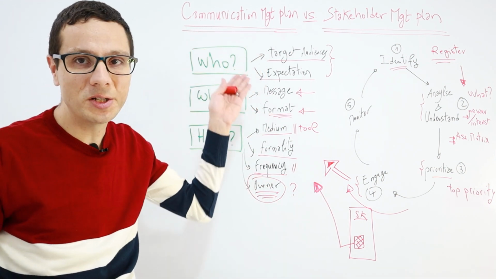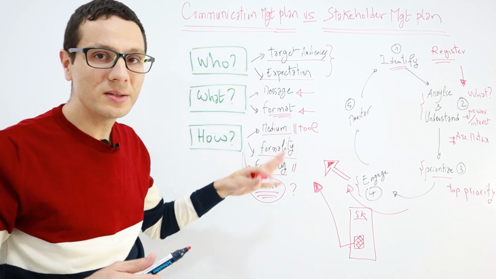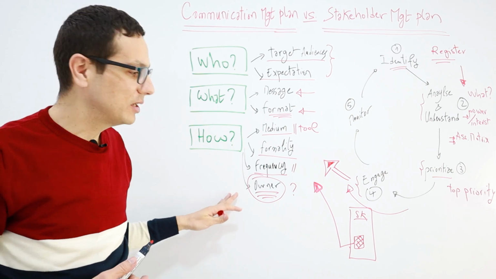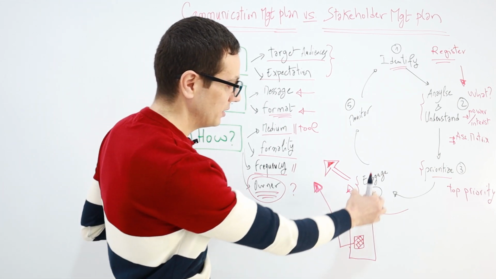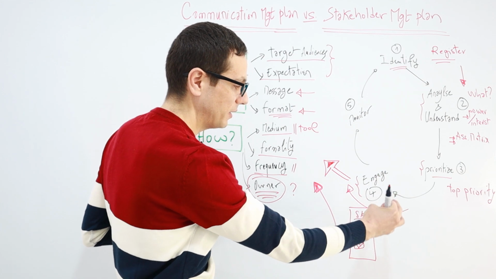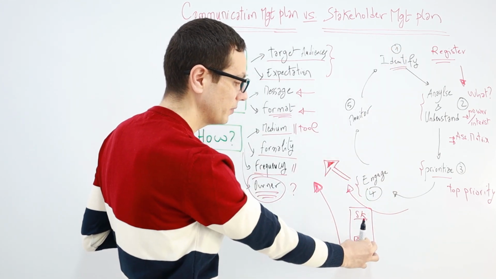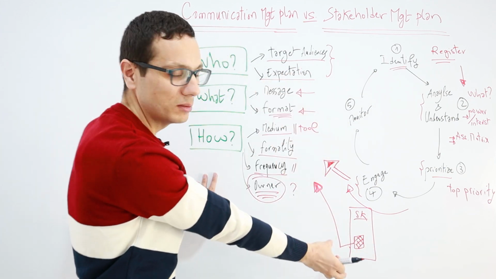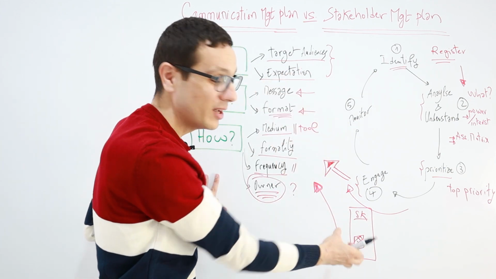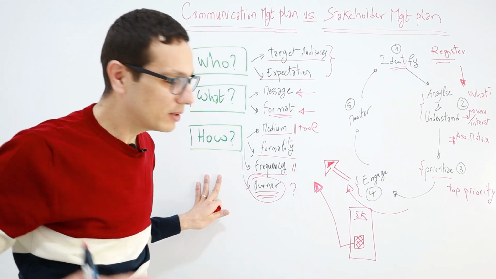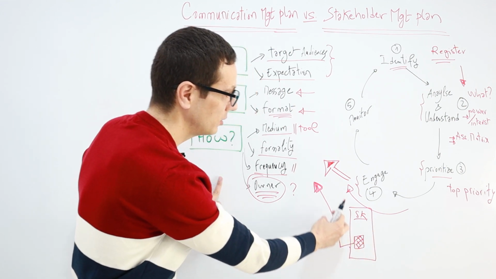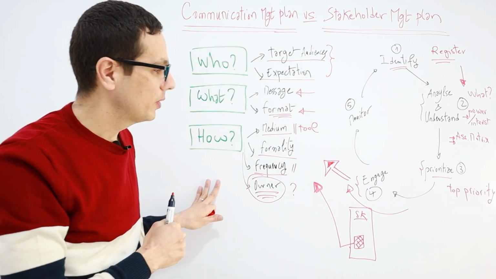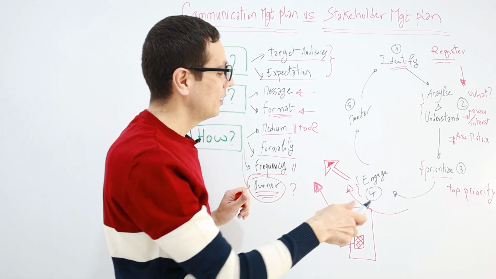But if your project is so big, then this how-to will be in a separate document, which is the communication management plan. It explains in much more detail how you are developing the communication. So the stakeholder management plan is a fundamental document, and you can include in it this part, communicating with stakeholders. But if your project is so big, then this part will be in a separate document called the communication management plan. Okay, you got this point?